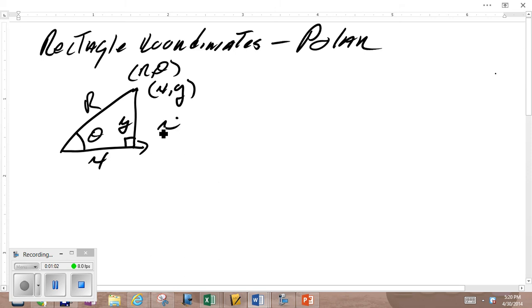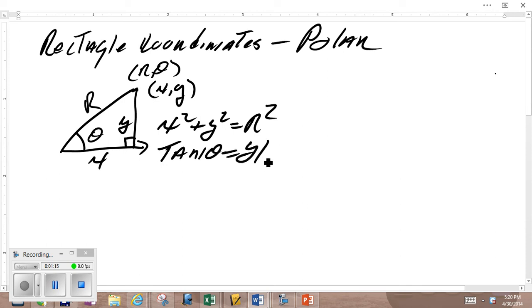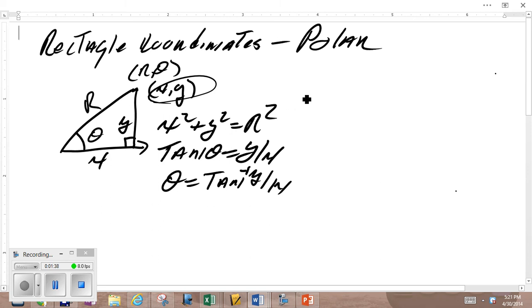Obviously, Pythagoras would tell us x squared plus y squared is equal to r squared, and the tangent of theta is equal to y over x, so therefore theta would equal the inverse tan of y over x. That's the inverse tan. Okay, so there you go. If given x and y, you can find r and theta through this sequence of conversion.